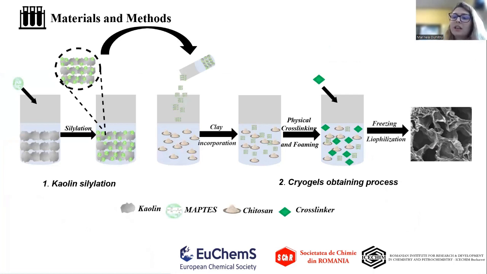In order to obtain the materials, two stages were needed. The kaolin silylation, because it's an inorganic compound, and when it's incorporated into the polymer matrix, it needs to have some organic groups because chitosan is an organic compound. After the incorporation of the clay, a physical and cross-linking foaming agent was added. And after that, the samples were frozen and lyophilized.